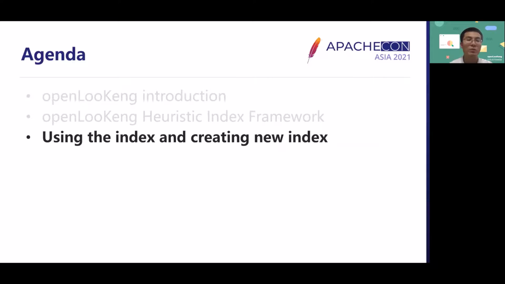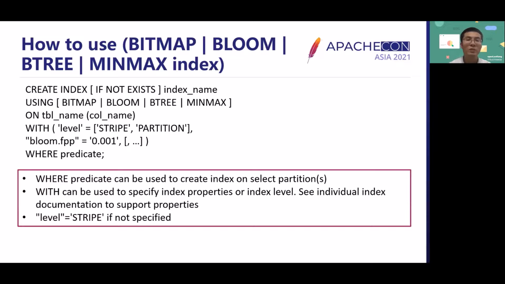Okay, finally, I will introduce how to use the heuristic index technology and how to create a new index based on the heuristic index framework. If we want to use the Bitmap, Bloom filter, B-tree, and min or max index technologies, we can use the create index command. For example, we provide the create index command with the index name, using the heuristic index types such as Bitmap, Bloom filter, B-tree, min or max, on the specific table and specific column.